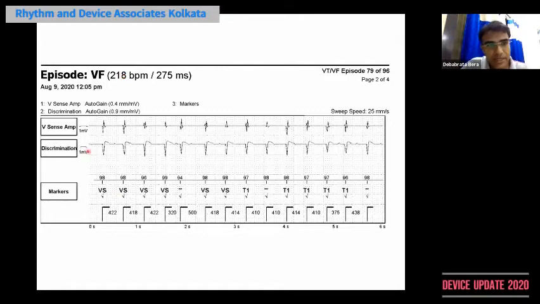So what we see here, this V-sense amplitude is the near field one, which is being picked up or recorded at the tip. You see this is a sharp spike. It can be biphasic, triphasic also. Which is being called discrimination. So this morphology will be kept as a template. If it is in sinus rhythm, then it will be compared with the VT morphology. What you see in the marker channel is what is being reflected from the near field. This electrogram is reflected as V-sense.